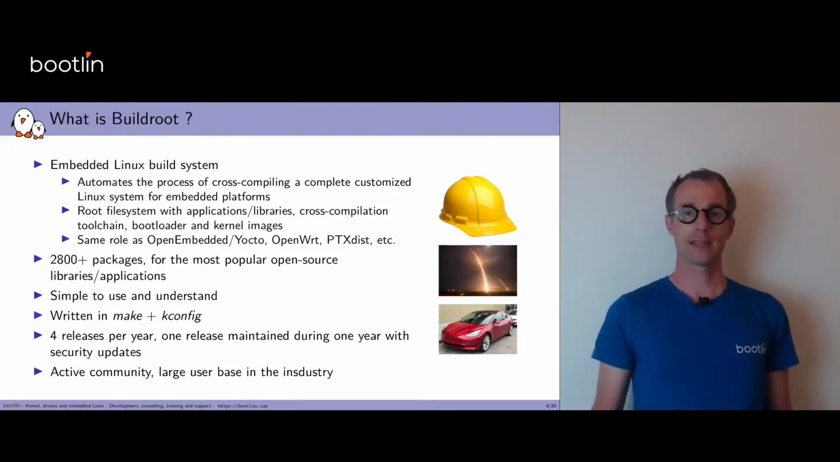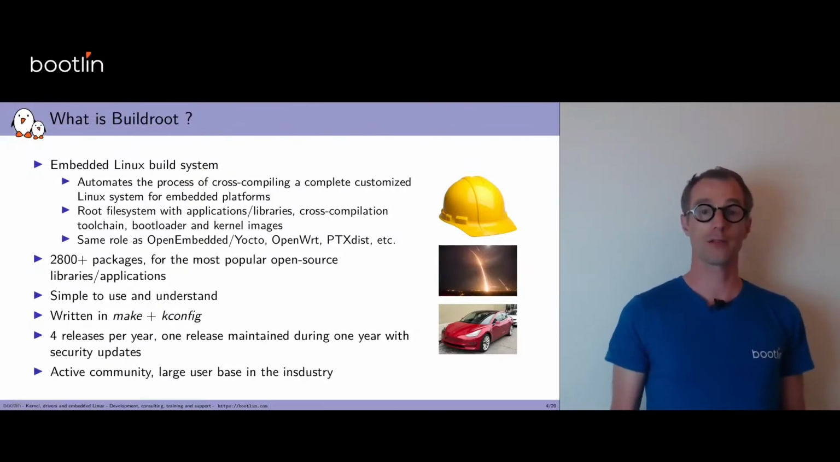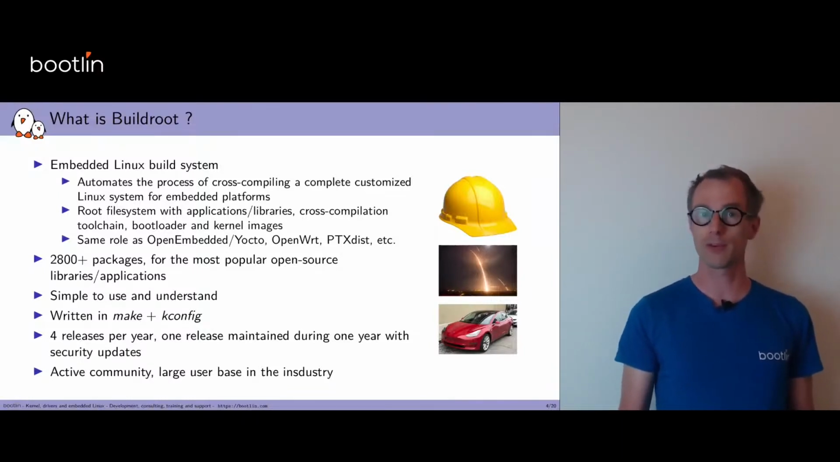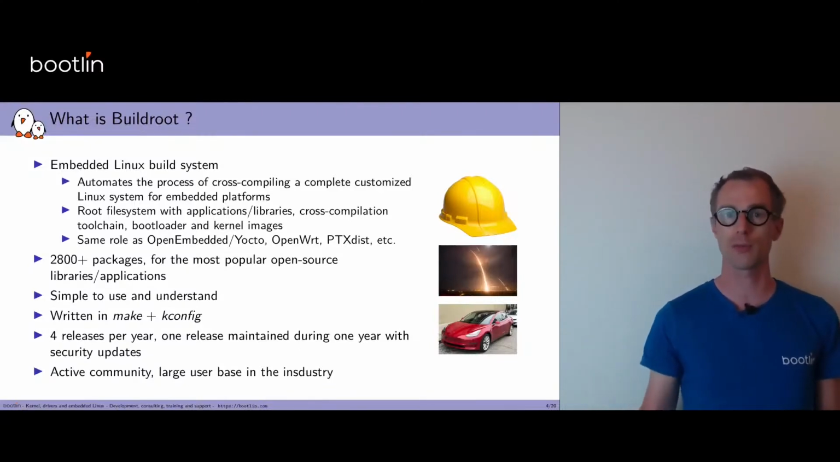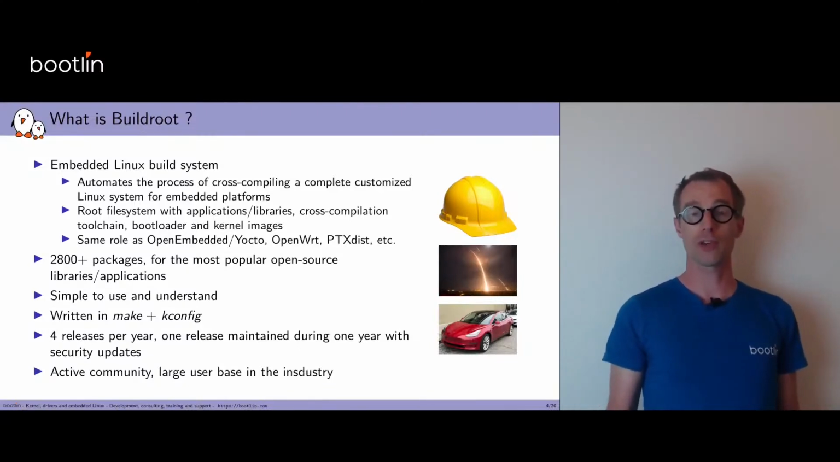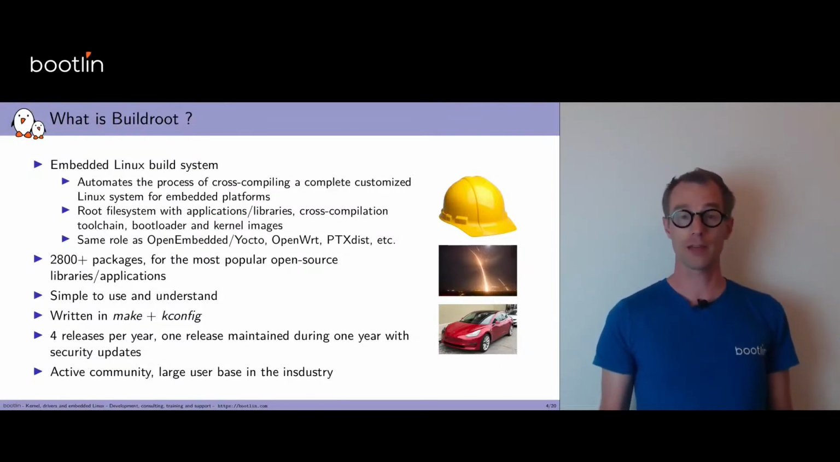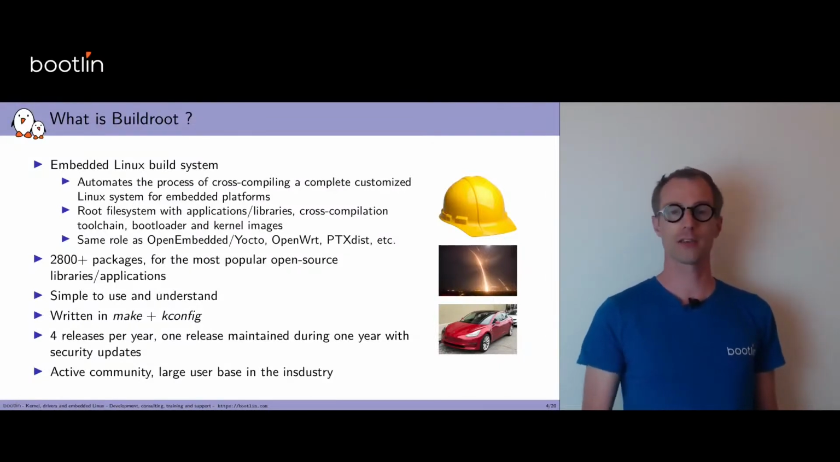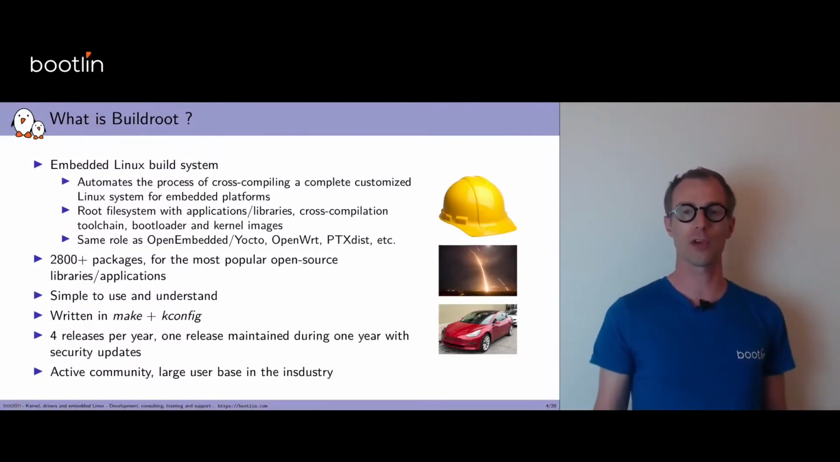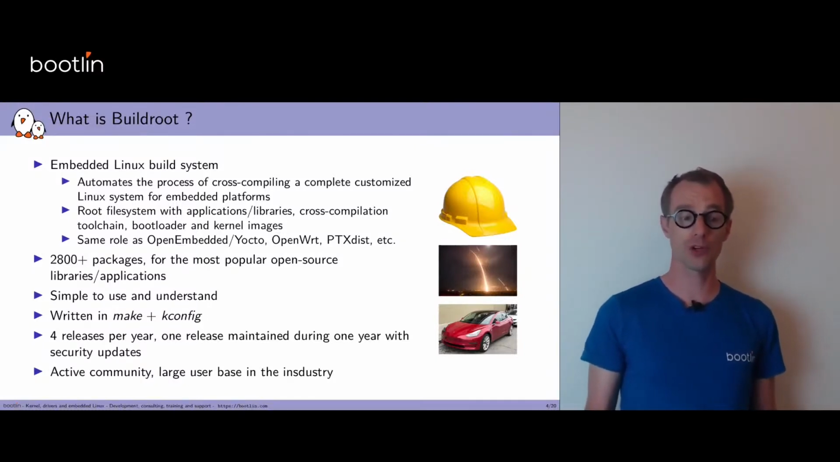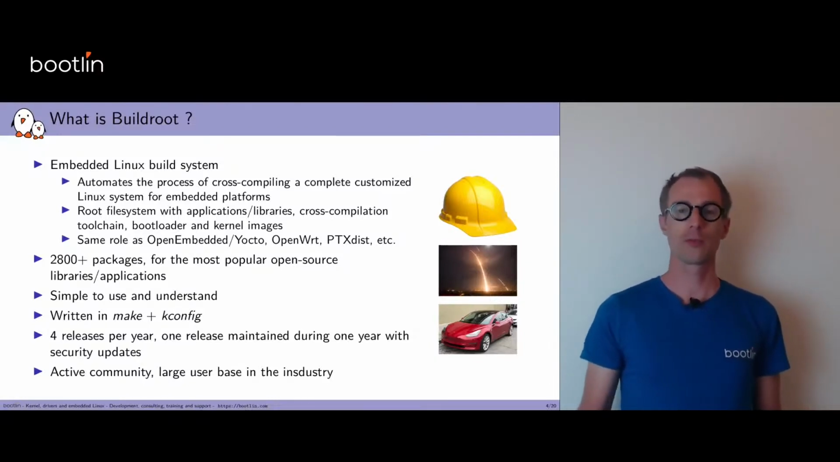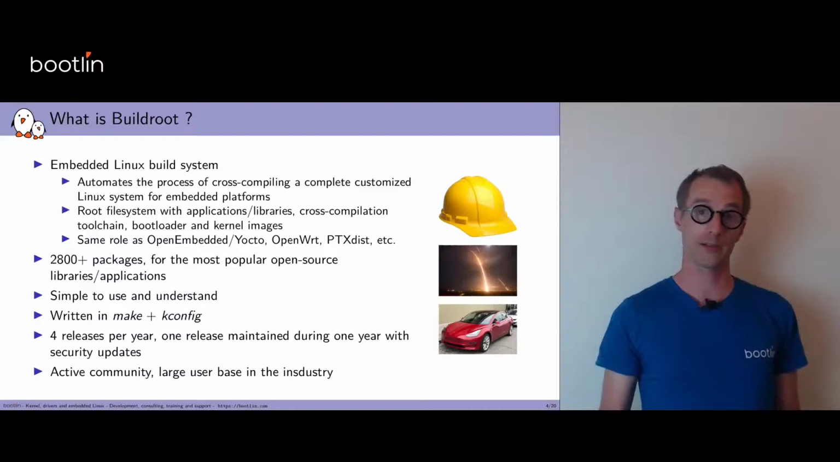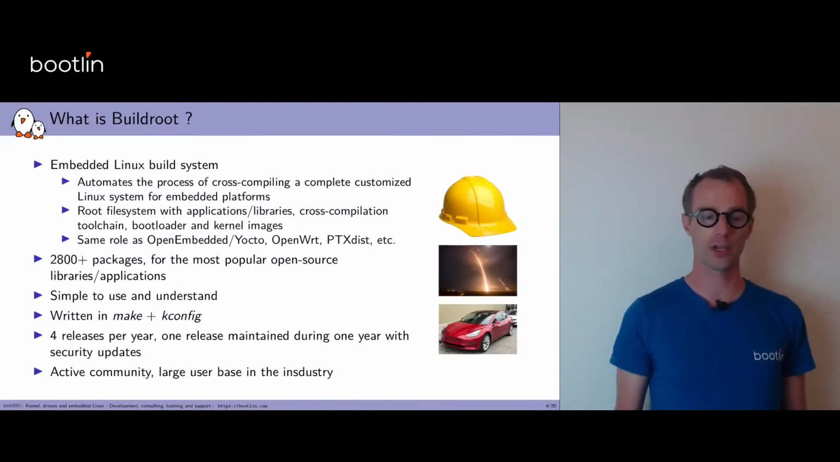It has over 2,800 packages, which support the most popular open source libraries and applications, ranging from Python to Node.js, from Qt5 to Wayland and GStreamer, and more. One of the characteristics of Buildroot is that it is simple to use and understand. It's written in well-known technologies, GNU Make and Kconfig for the configuration system. And it's a very active project, which releases 4 stable releases every year, with one chosen every year, the February release, to be maintained during 1 year with security updates, something that will be really relevant for our discussion today.